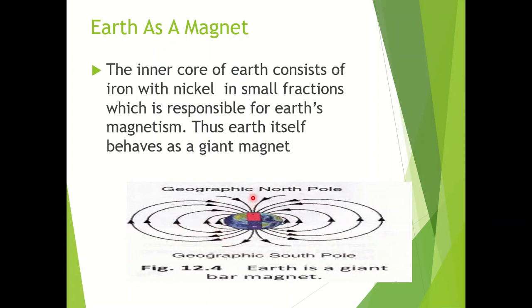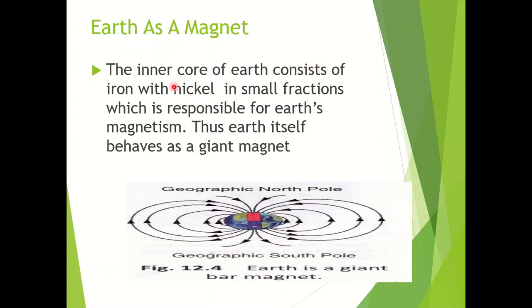This is the earth, and this is the earth's geographical north pole, and the lower one is the geographic south pole. It is expected that in the center of the earth there is a magnet, and the poles of this magnet are opposite to the geographical poles of the earth. If this is the geographical north pole, then in the magnet there is the magnetic south pole. If this one is the geographical south pole, then in the magnet there is the magnetic north pole.